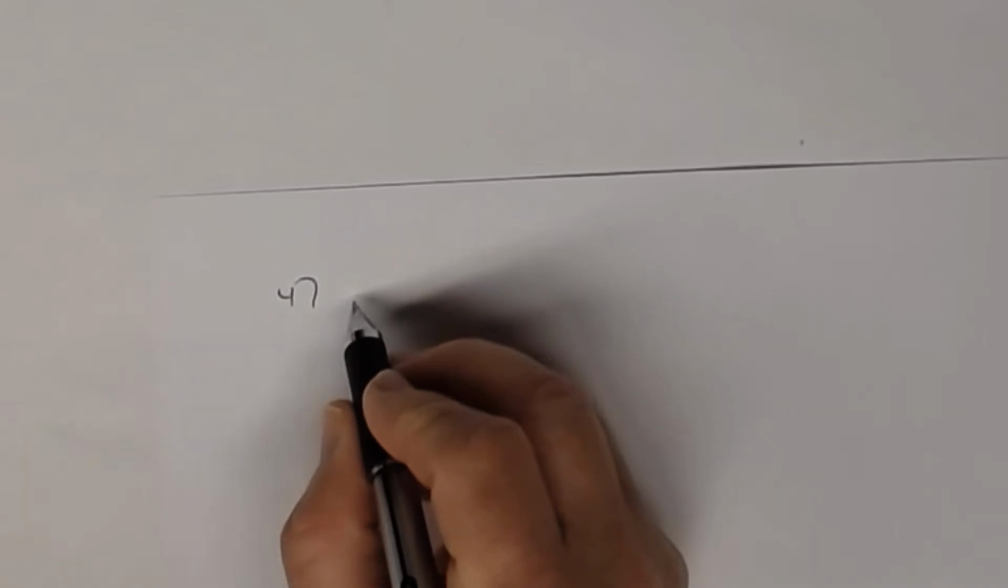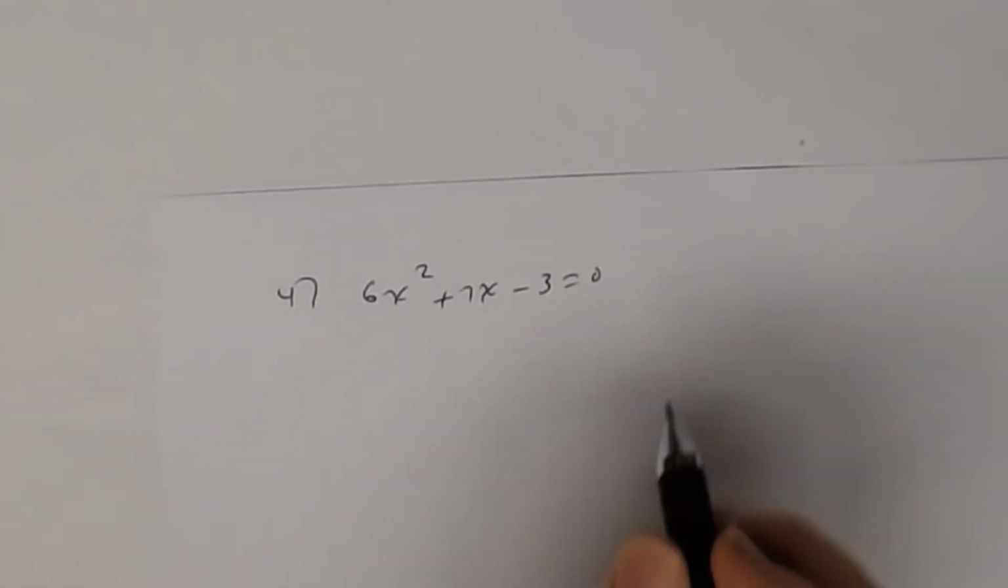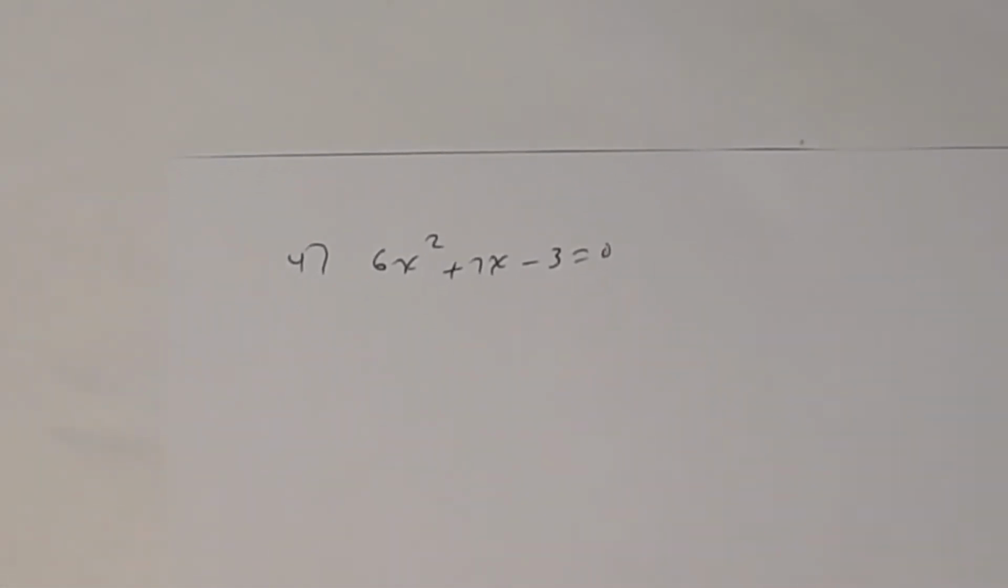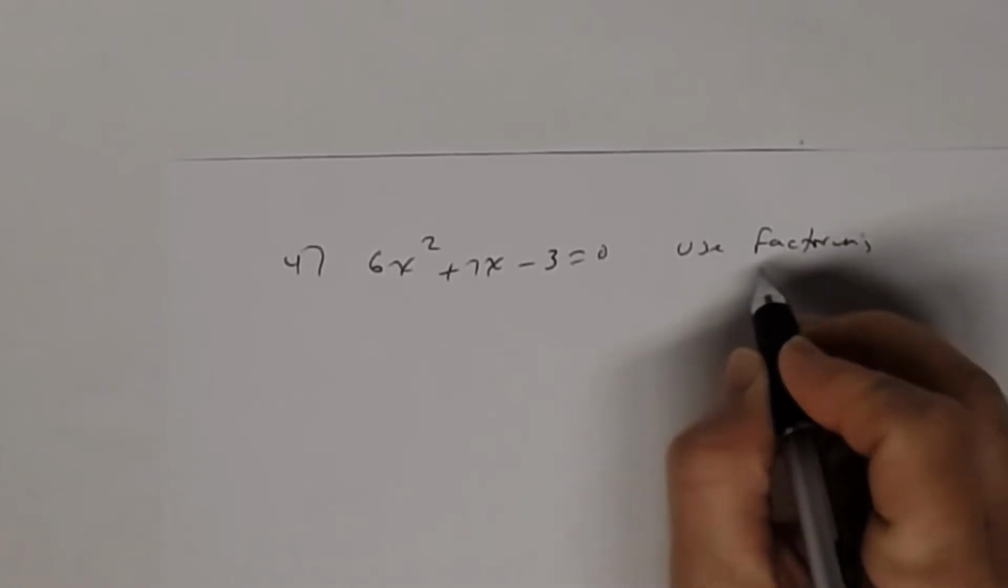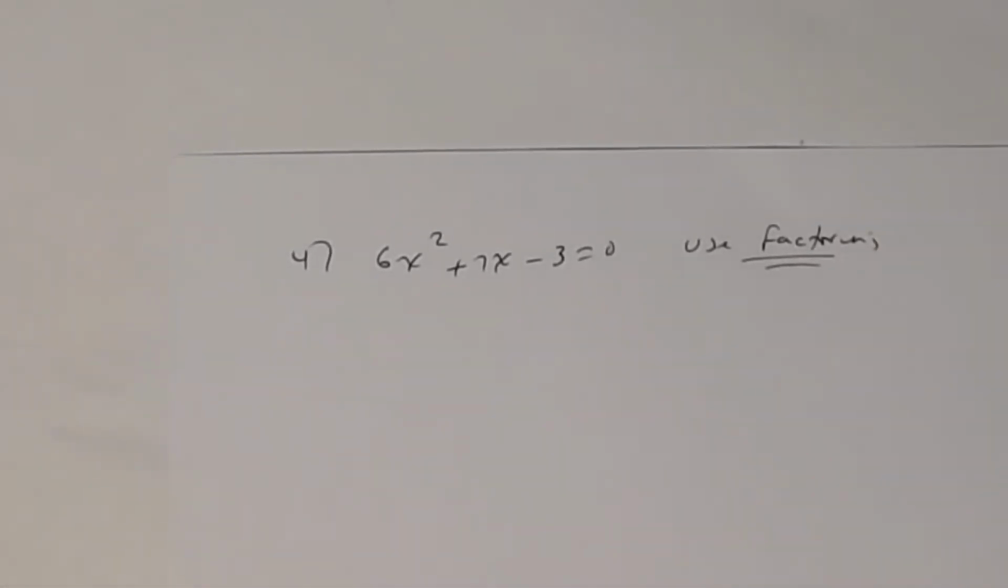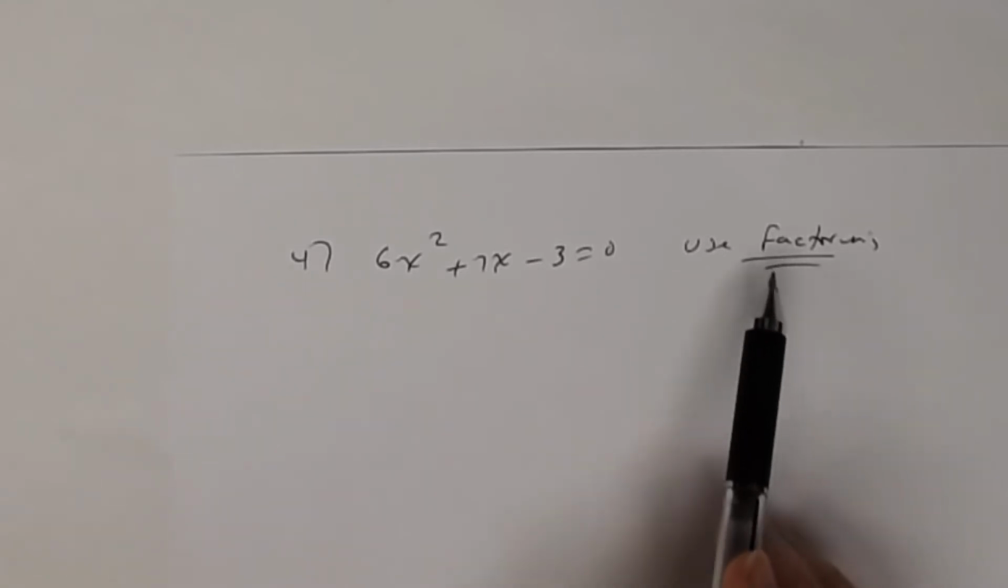All right, let's look at number 4. Now, number 4, this polynomial equation, is 6x squared plus 7x minus 3 equals 0. You want to solve this polynomial equation by factoring. So always follow directions. The direction says use factoring. Don't use any other method than what's in the directions. So we're going to have to use factoring here.